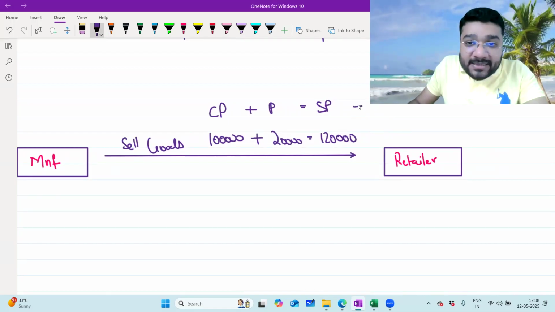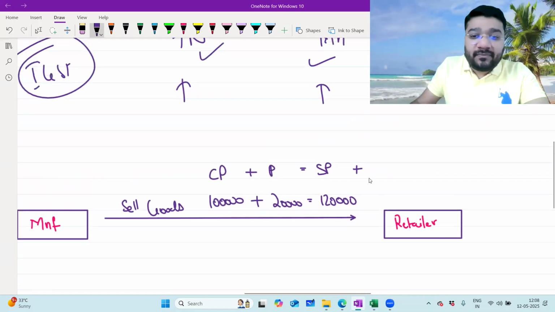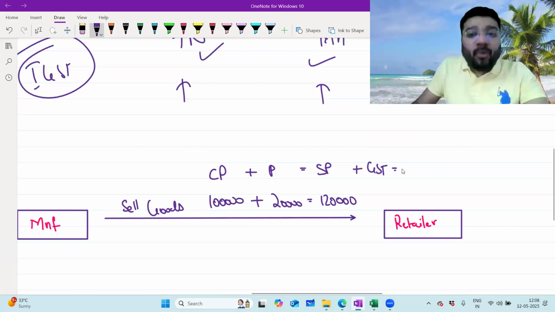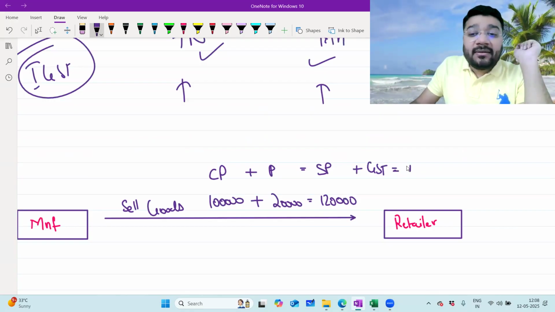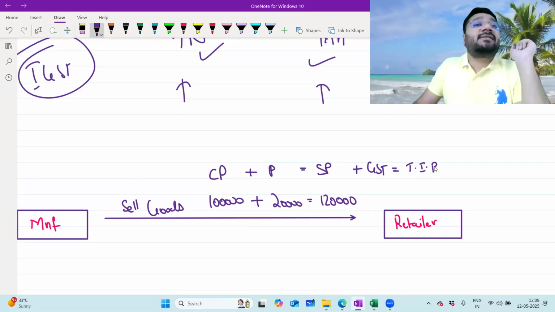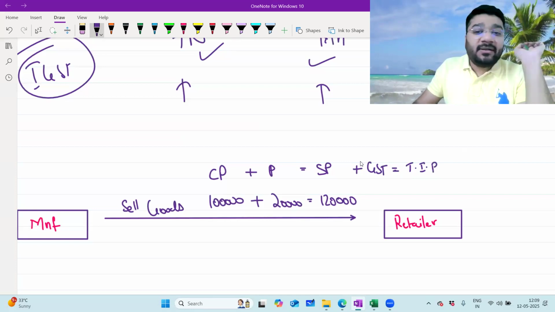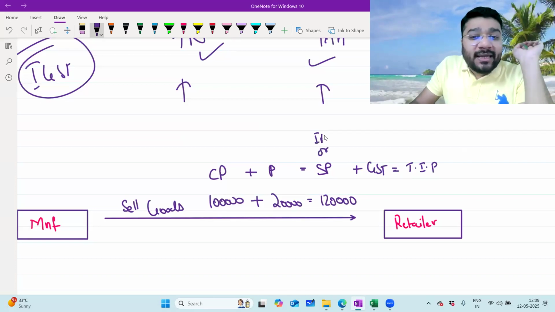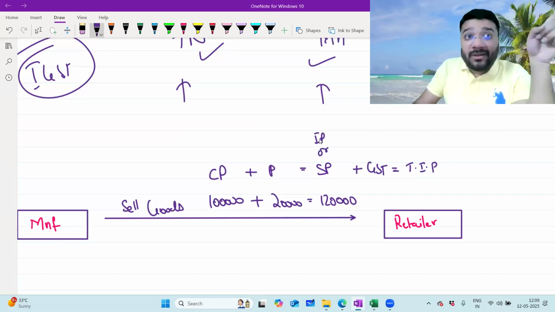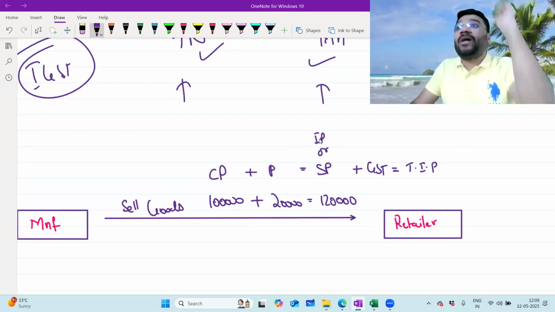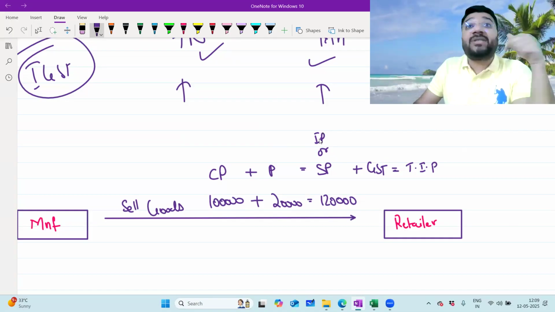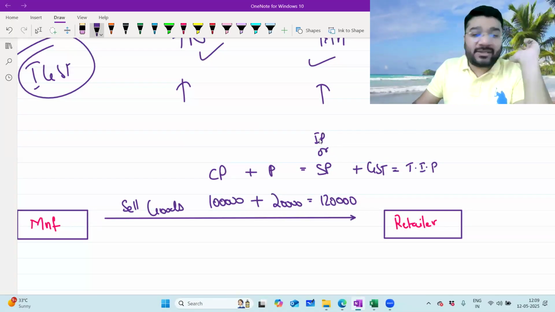So with the selling price, I will add GST. And now this becomes what? This will be called the tax invoice price. Selling price is also called invoice price. This is invoice price without tax. With that, if I add GST, it becomes tax invoice price. It becomes a tax invoice, an invoice which contains tax.